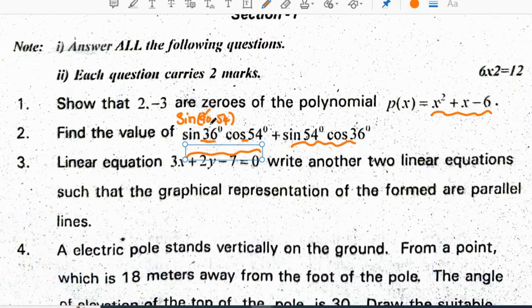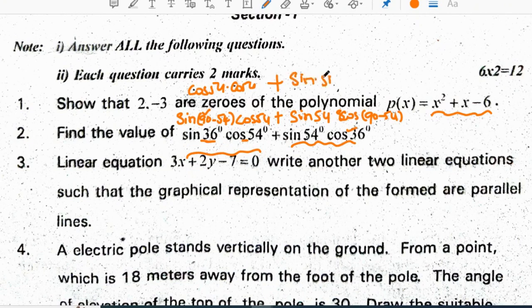Why do you have to subtract only from 90? Because they are complementary angles. Into cos 54, I have to write as it is. So for sine 54, I will change cos 36 as cos 90 minus 54. So clearly sine 90 minus 54 is cos 54, into cos 54, plus sine 54 into sine 54.